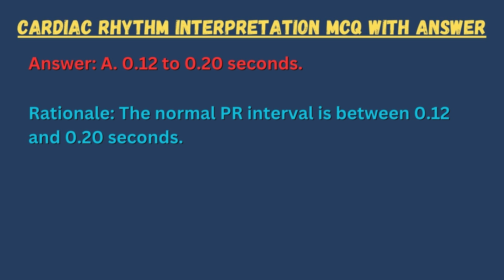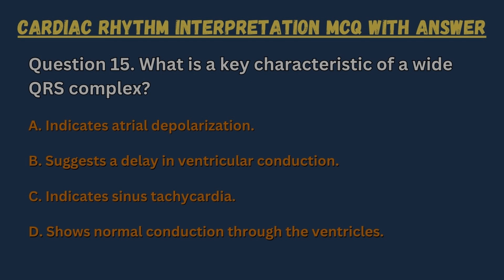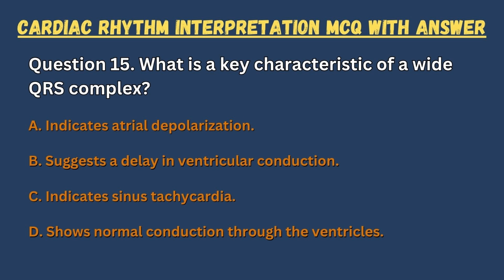Answer. A. 0.12 to 0.20 seconds. Rationale. The normal PR interval is between 0.12 and 0.20 seconds. Question 15. What is a key characteristic of a wide QRS complex?